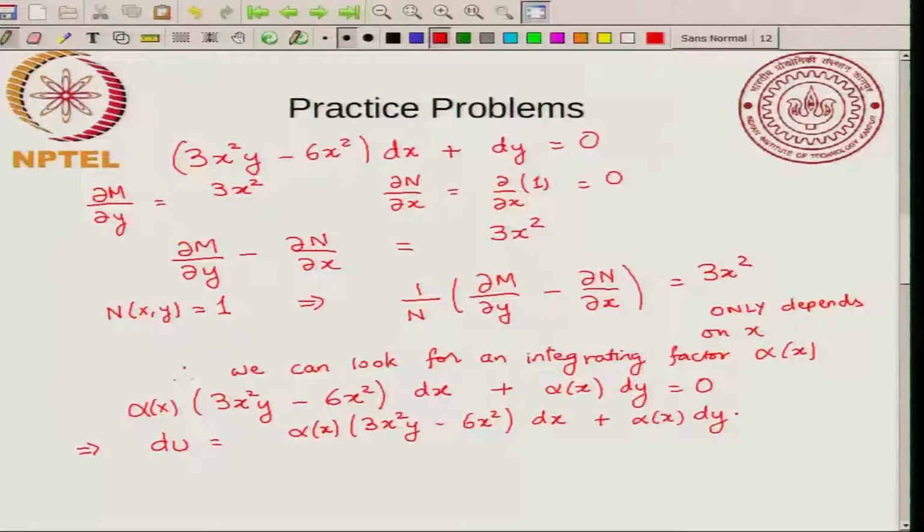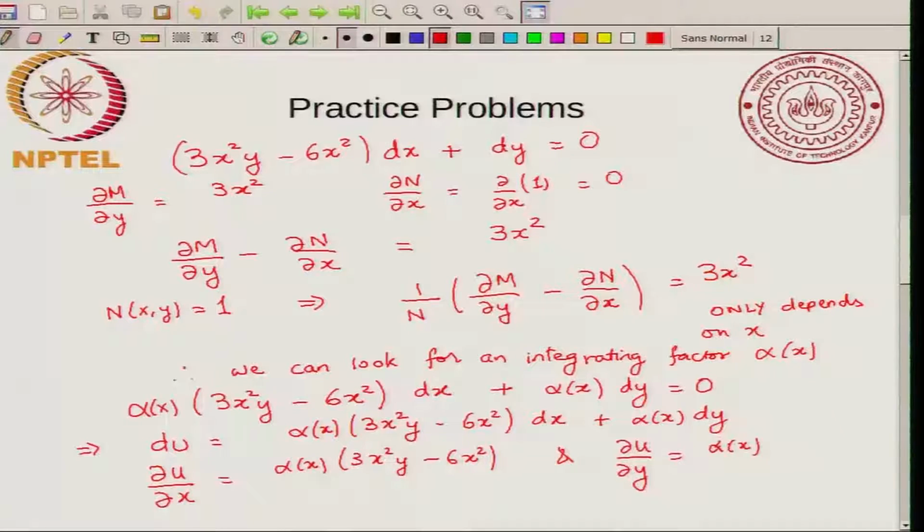So, we immediately know that dou u by dou x is equal to alpha of x (3x square y minus 6x square) and dou u by dou y is equal to alpha of x.